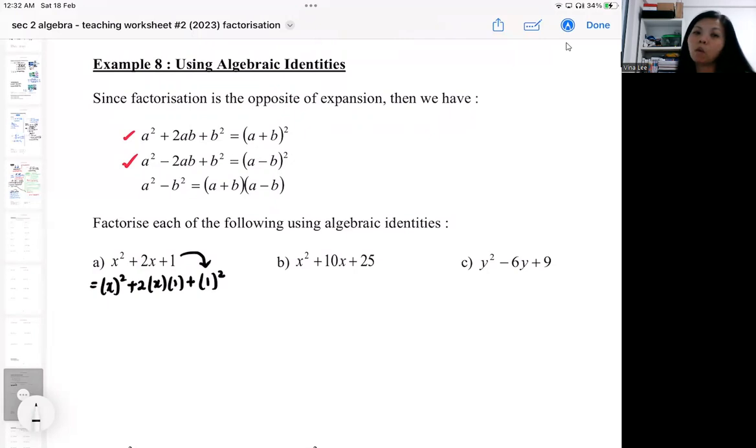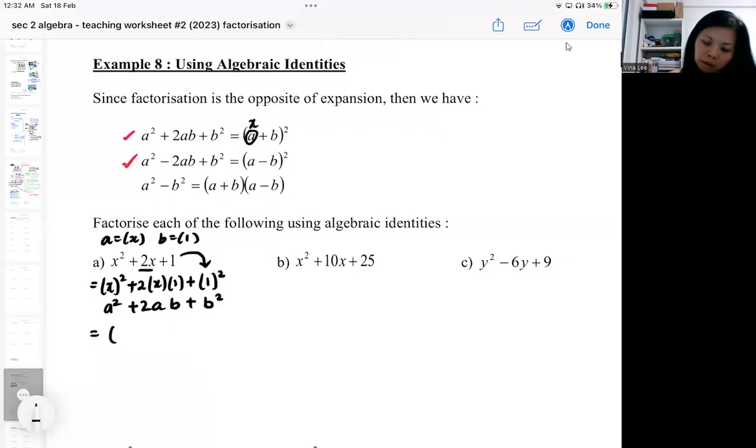So you've got to observe that 1 is actually 1 squared. Then you've got to observe that 2x is actually 2 times x times 1. So you must be able to see that it actually matches the a squared plus 2ab plus b squared. Once you see that it matches, your a is equal to x and your b is equal to 1. Then you just plug a back as x and b back as 1, so that will just be x plus 1 squared.